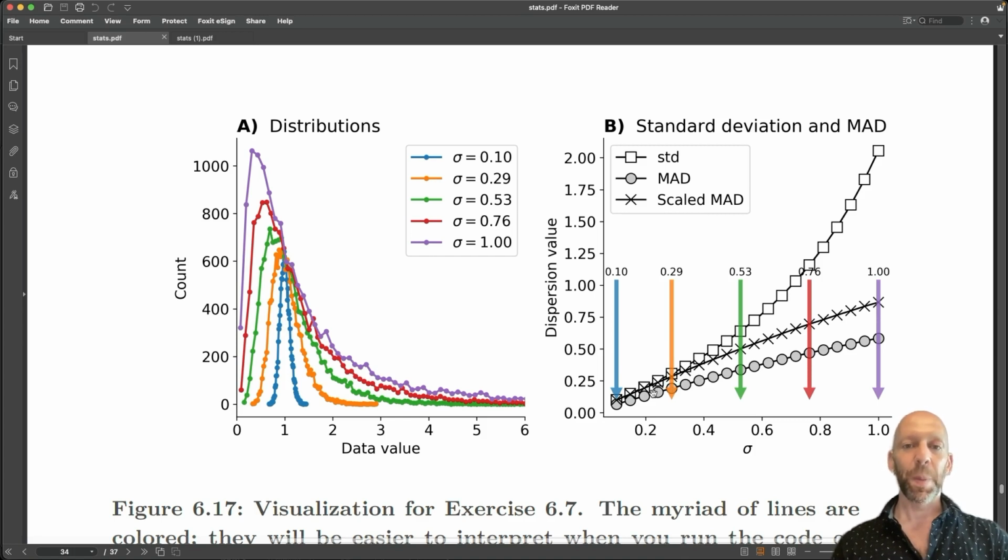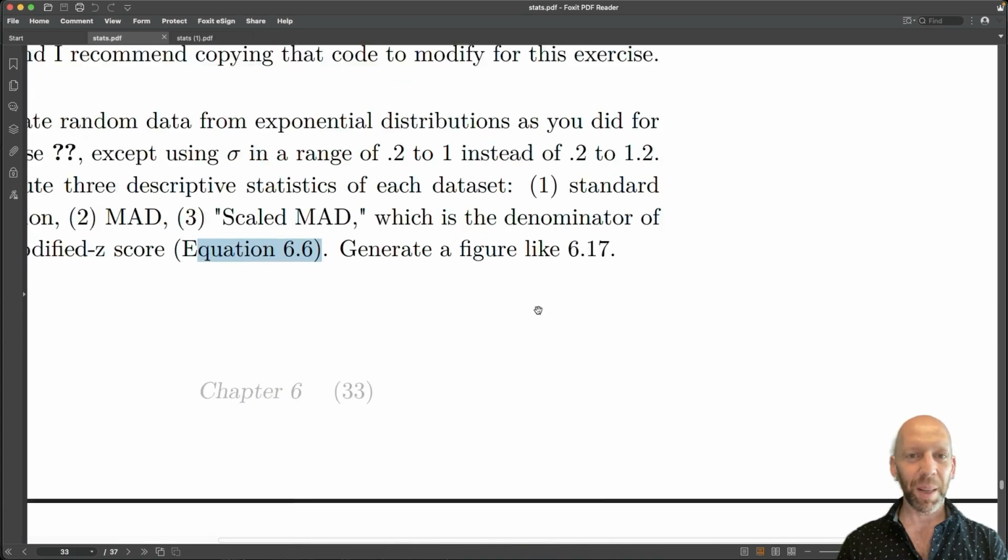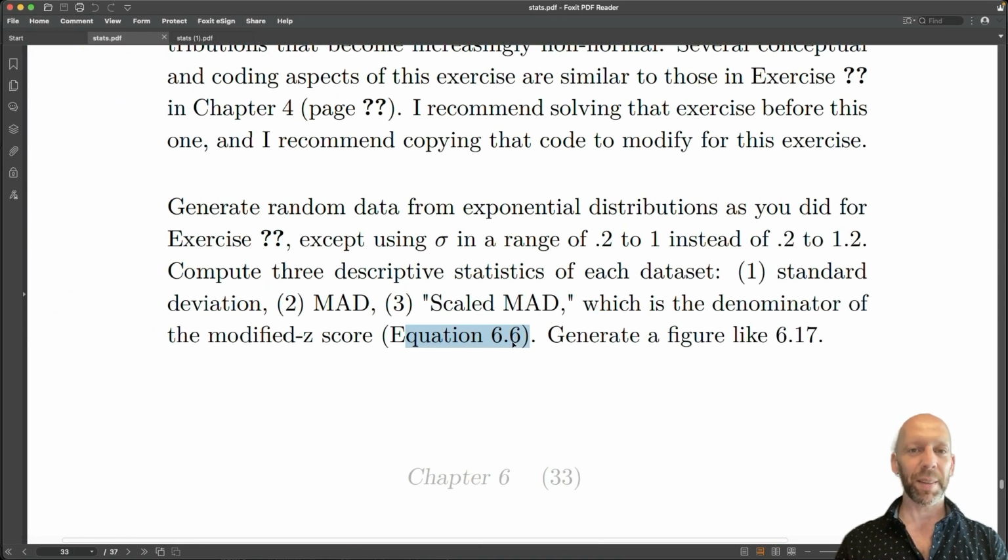So this is a useful property because it means that when a distribution is close to being normal, the MAD and the standard deviation will look pretty similar to each other. And as the distribution becomes less and less Gaussian-like or normal-like, then the standard deviation and the MAD will, of course, diverge more. So I hope that's clear. That's the goal of this exercise, basically, is to produce this figure. Now let me scroll up and show you equation 6.6.